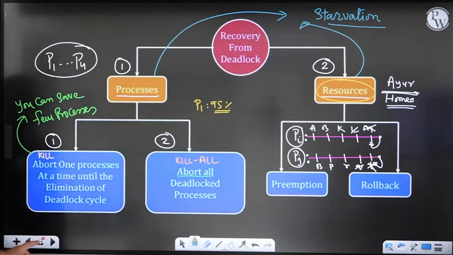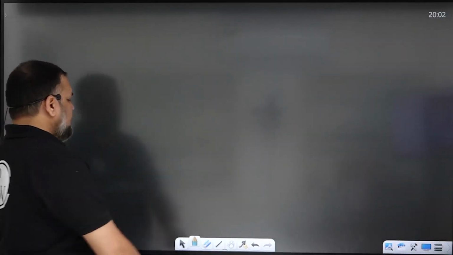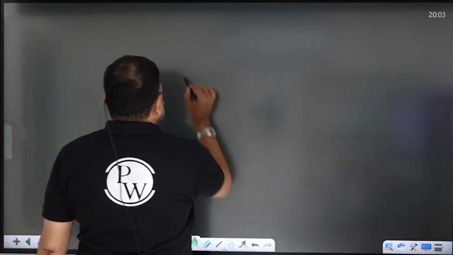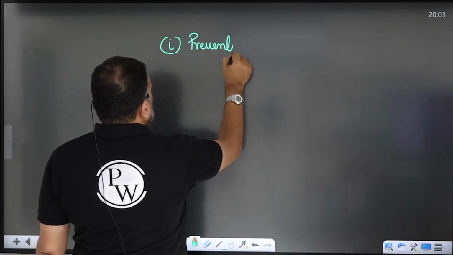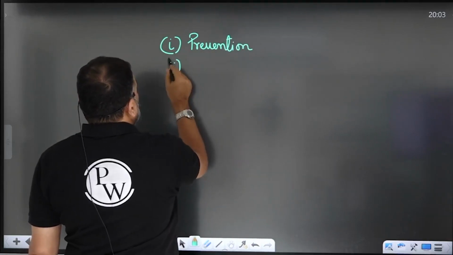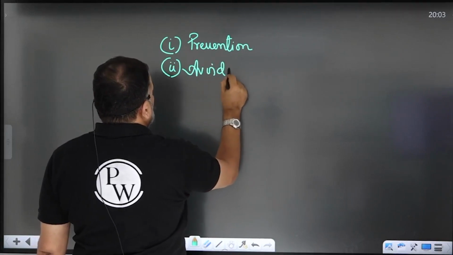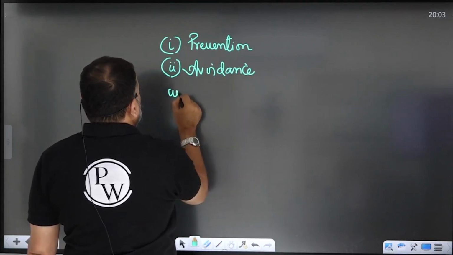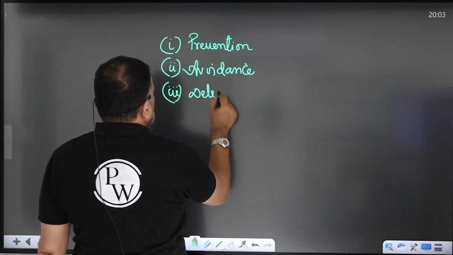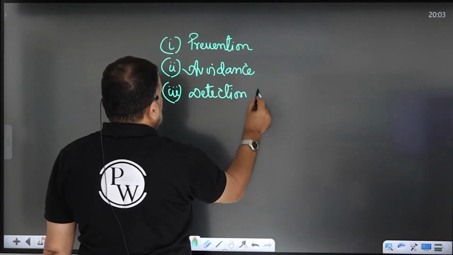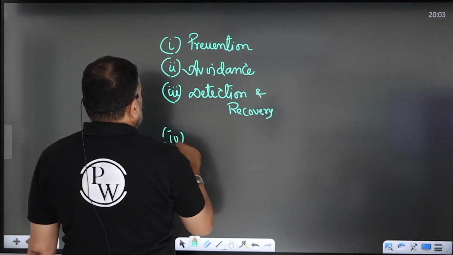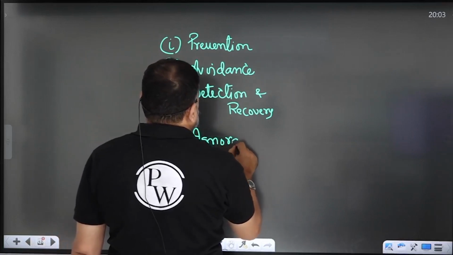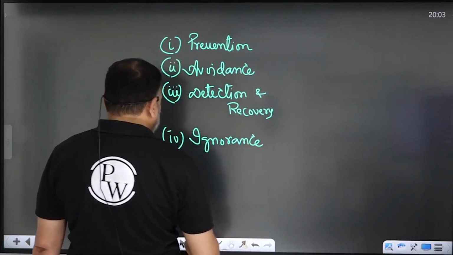So before I start my discussion with problems and numericals, I would just summarize my discussion with regard to deadlock handling. We have studied the strategies: first prevention, second avoidance, third detection and recovery, fourth ignorance. Summarizing the discussion now on the strategies of dealing with deadlock.